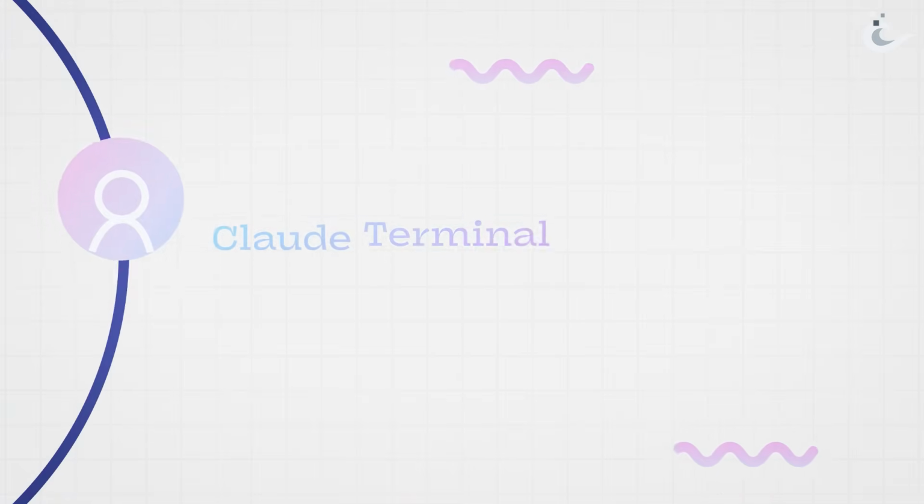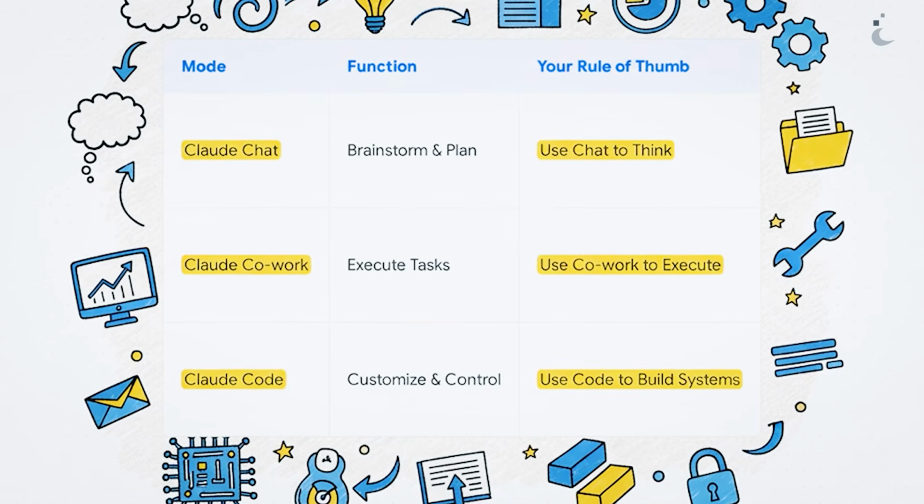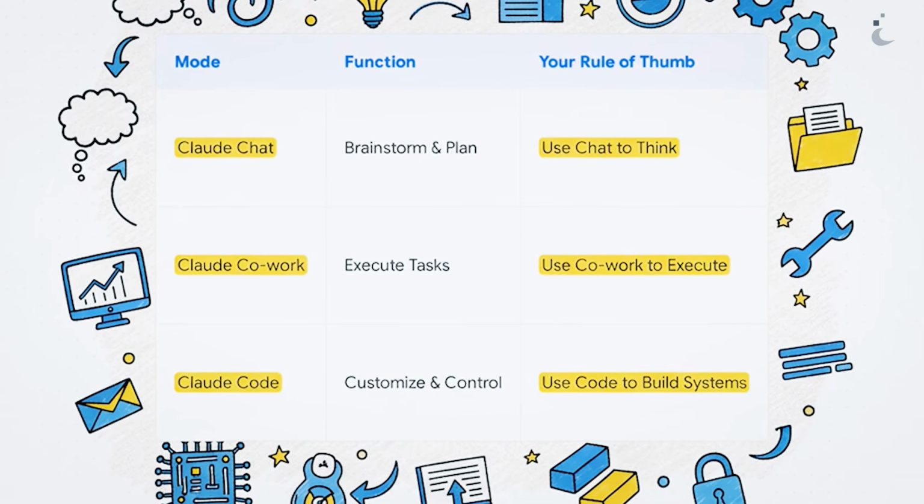First, let's clear up the confusion. Right now, there are several ways to access Claude, and honestly, it can feel overwhelming. But here is the simple breakdown. There are two main ways to use Claude locally: Claude Desktop and Claude Terminal. Inside Claude Desktop, you will see three modes: Claude Chat, CoWork, and Claude Code Desktop.